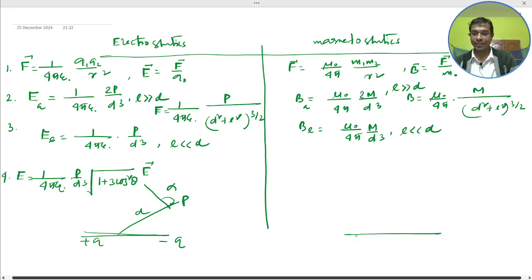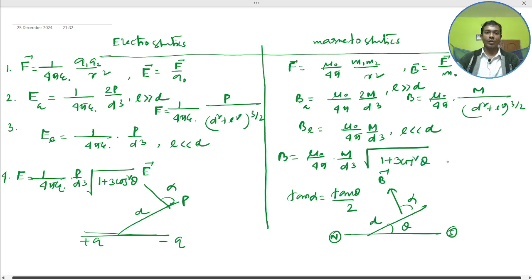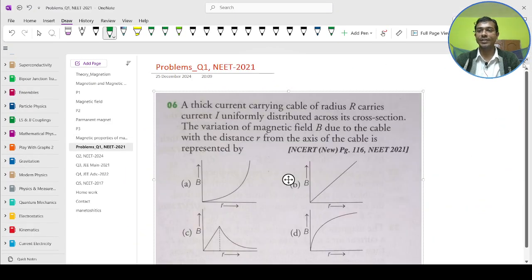And here the same case: this is the north pole and this is the south pole of the bar magnet. This is a point and this angle is theta. This is the magnetic field direction B, angle alpha, the distance is d. One very important thing is that tangent of the alpha angle is equal to tan theta by 2. And the magnetic field is mu naught by 4 pi m by d cube root over 1 plus 3 cos square theta. So we compare the mathematical formulation of electrostatics and magnetostatics. Now we go ahead with our problem discussion session.